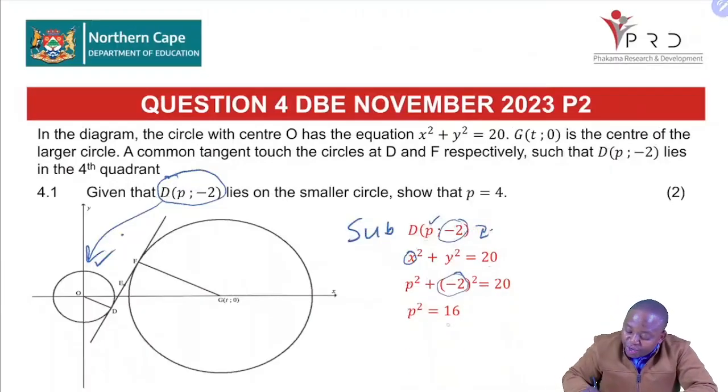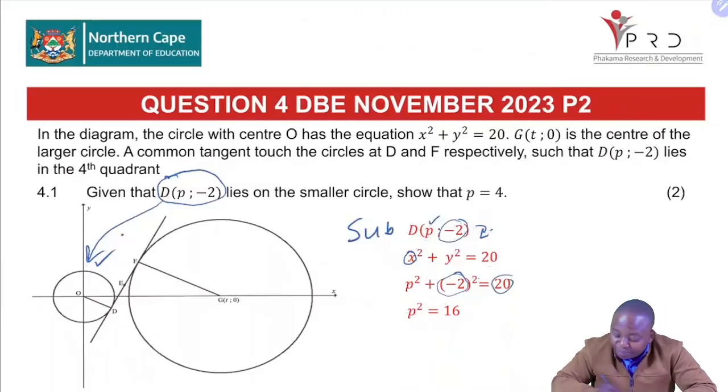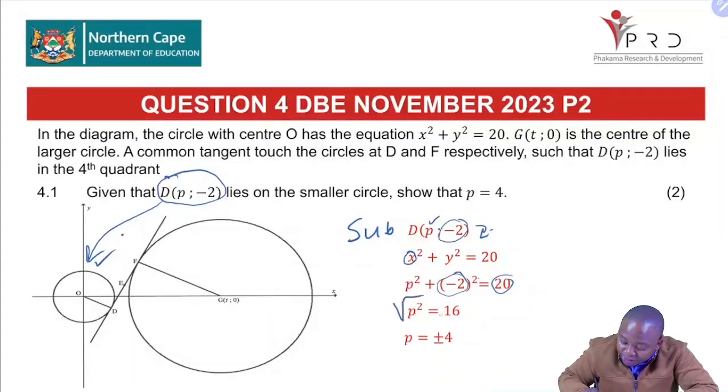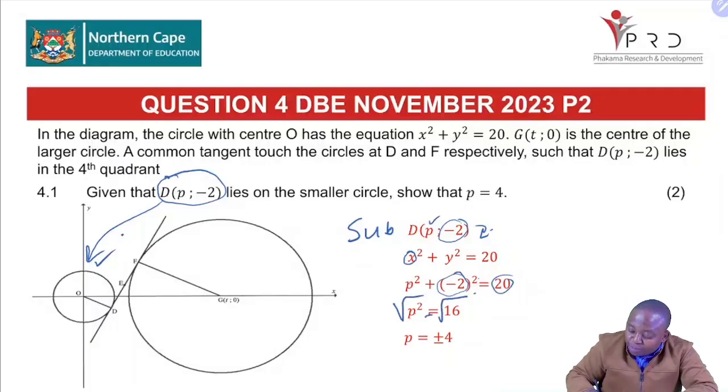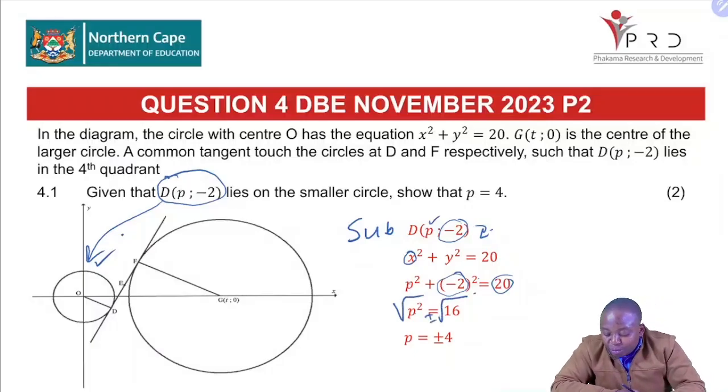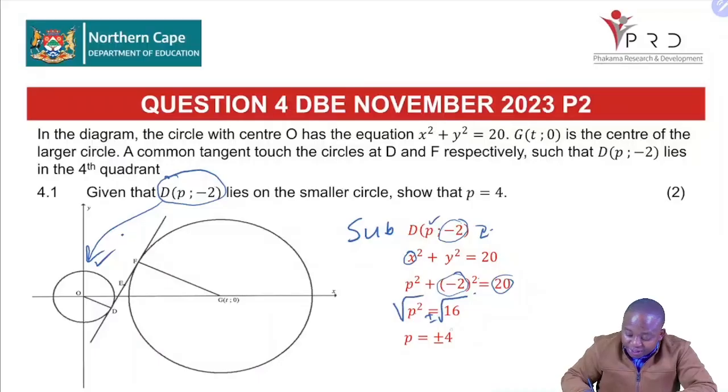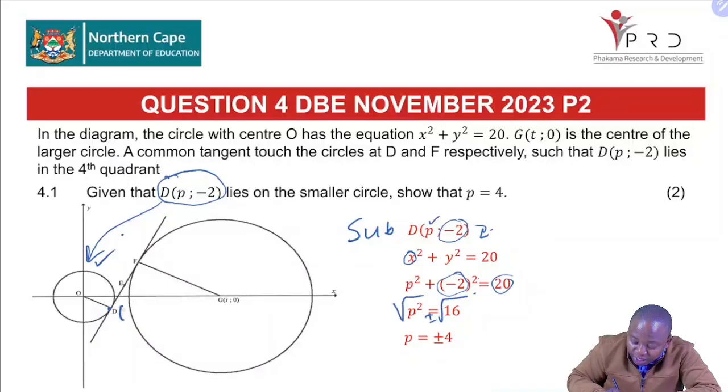Then from here, I know that my p squared is equal to 20 minus 4, because -2 squared is 4. Then p squared is equal to 16. Then for our p, we're going to root both sides. When we root, it is plus or minus, so p equals plus or minus 4. Remember, p is the x value, it cannot be negative, it's on the right hand side. Therefore, our p will become 4, because p is the x value on the positive x axis.